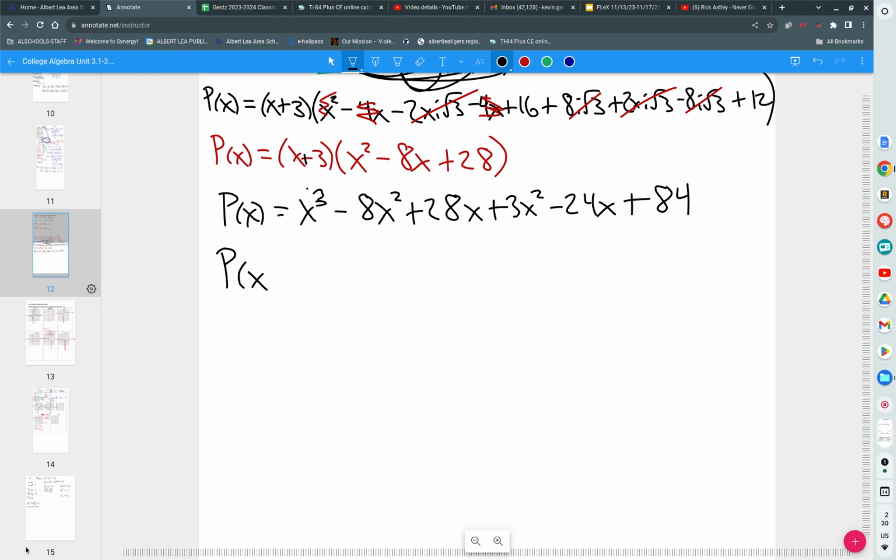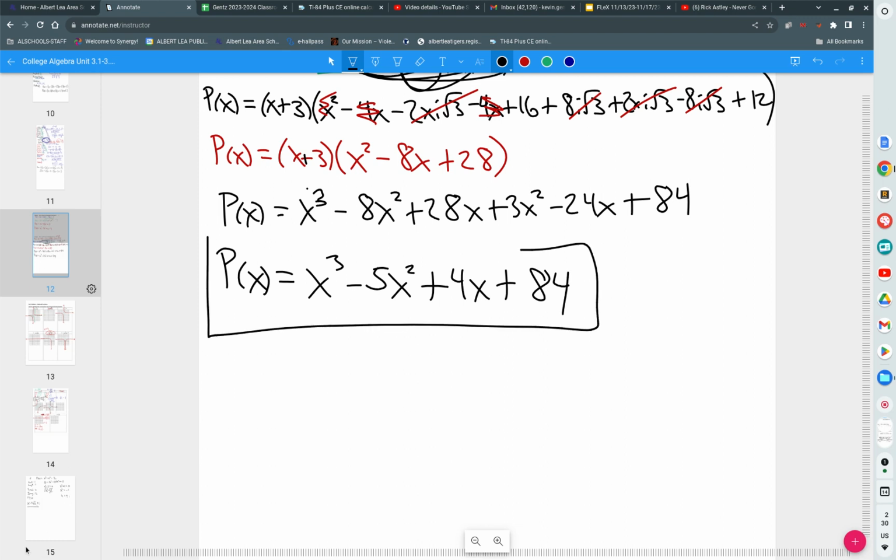And as I combine all the like terms, I have an x cubed. I have a minus 5x squared. I have a plus 4x. And I have a plus 84. Bada bing, bada bam. Piece of cake, upside down.